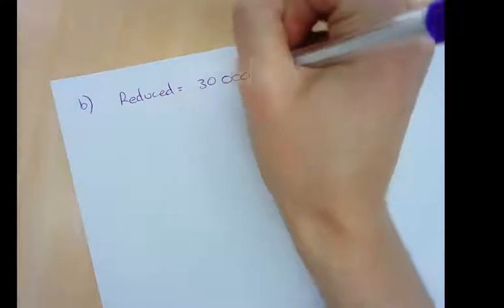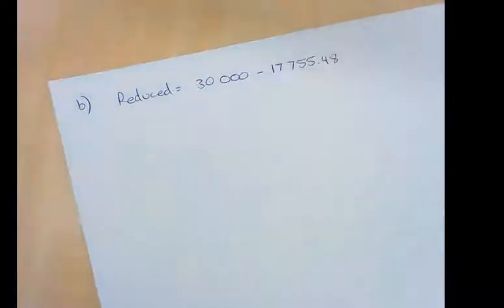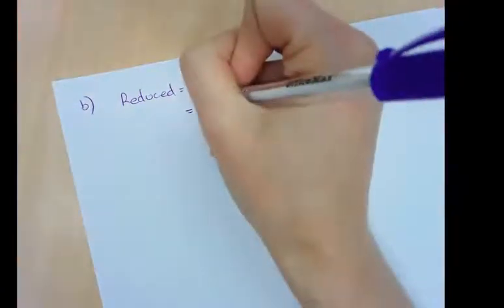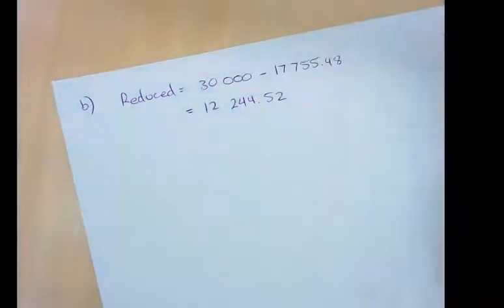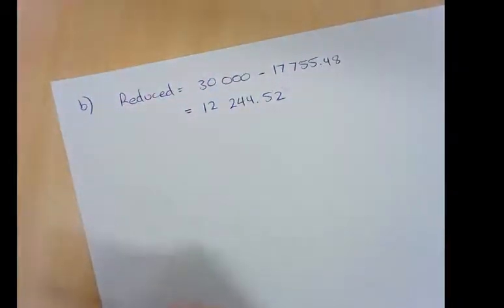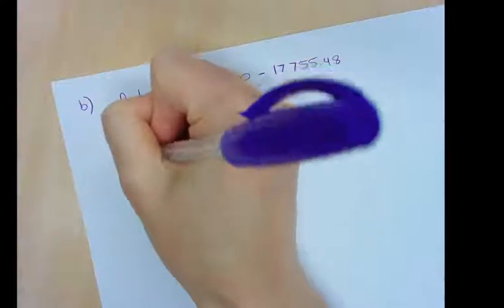So our loan was originally $30,000, and we just found out that we're still owing $17,755.48. So that means that we have paid back so far $12,244.52. So that's what our loan has been reduced by so far over those first 4 years. Then we can figure out how much we've repaid in repayments.